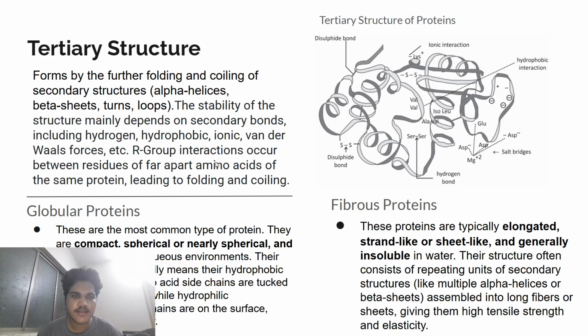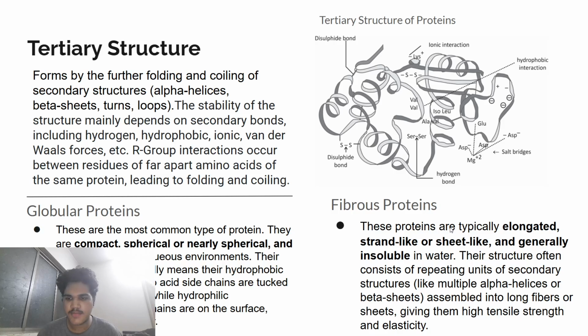That is the tertiary structure of the protein, and besides that, there are two other types of proteins that are classified into globular proteins and fibrous proteins. Globular proteins are the most common type of proteins. They are compact, spherical or nearly spherical, and highly soluble in aqueous environments. Their compact shape usually means their hydrophobic amino acid side chains are tucked away in the interior, while hydrophilic chains are on the surface interacting with water. Globular proteins also commonly occur in the enzymatic form.